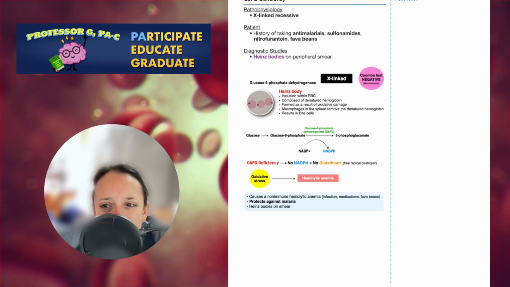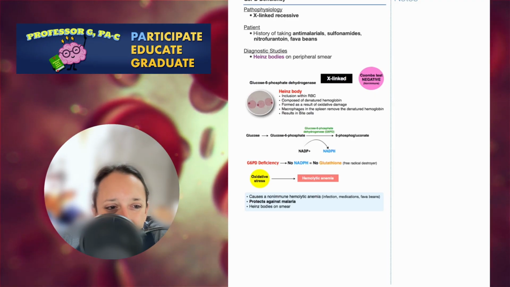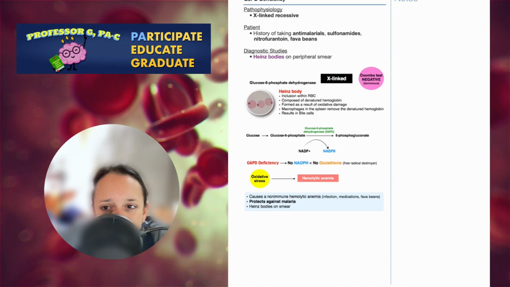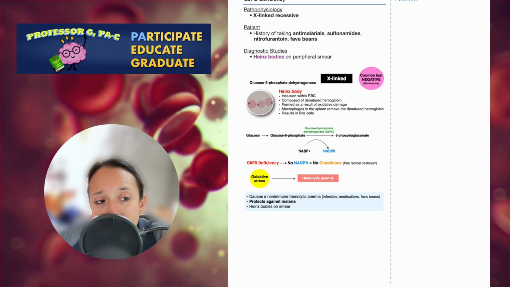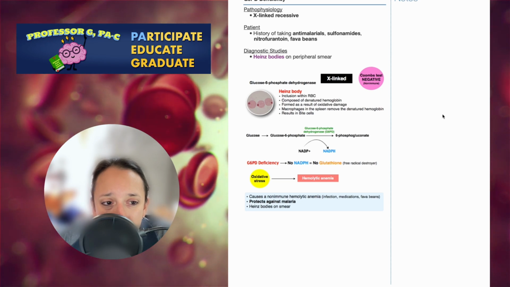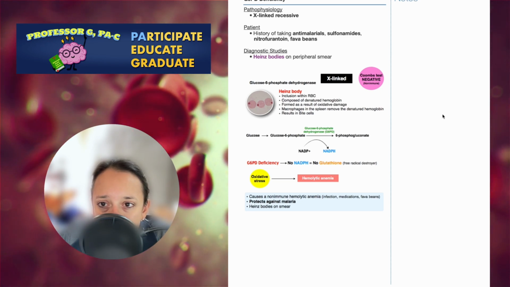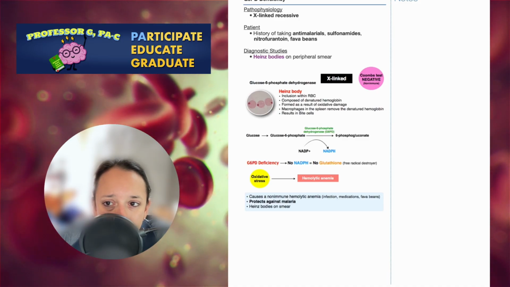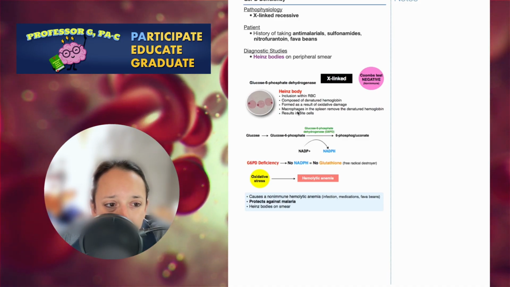After exposure, patients usually have a sudden onset of fatigue, jaundice, dark urine, and on lab work, we'll see the signs of hemolytic anemia. On peripheral smear, you might see bite cells, and you might also see Heinz bodies, which are clumps of oxidized hemoglobin.